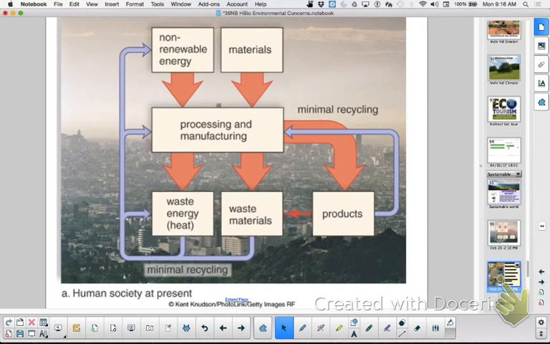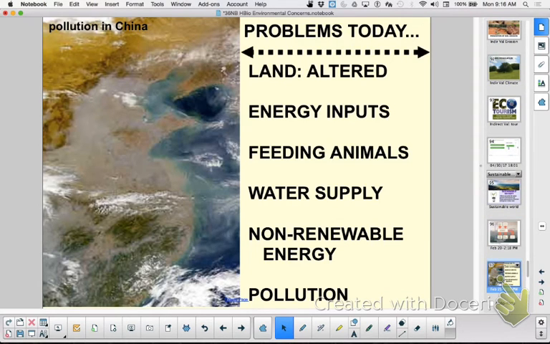All right. If we're going to summarize our problems today, and here's some pollution over in China. If we're going to summarize today's society, land is being altered for human purposes. When you look at an estuary, we don't want it to go through its natural cycling and recycling. We want it to take our farm runoff when we're farming, not in its natural processes. We are altering it. Our current agriculture requires large inputs of non-renewable energy to get the products we want out of the ground.